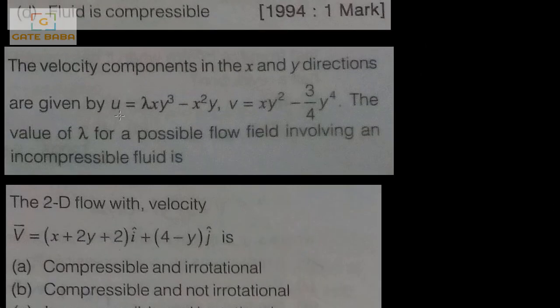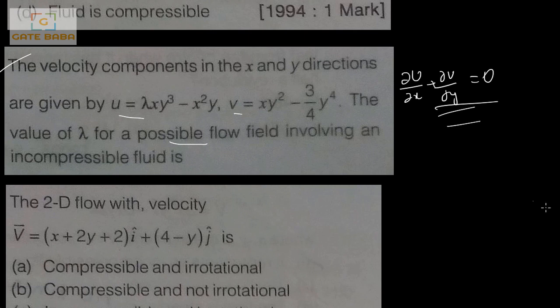The velocity components u is given, v is given, the value of lambda for possible flow. So what is the condition for possible flow? It must satisfy the continuity equation, that is dou u by dou x plus dou v by dou y equals 0. Okay, I solved this question already in the lecture, so no need to solve it again, just an idea.